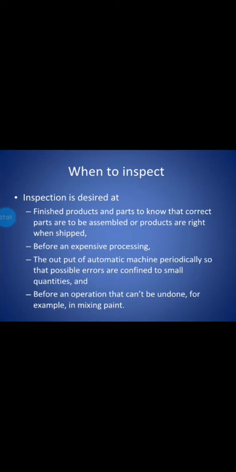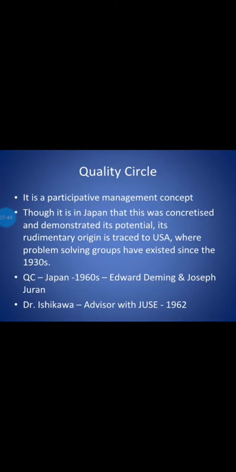Okay, when certain productions are such that you cannot redo them, you cannot split the raw materials again. For example, mixing paints, you cannot take out the red color or yellow color again. No, you cannot do that. That is undone. You usually cannot redo that. So in these situations usually you can inspect. So the first is finished products when you are shipping, before expensive processing, before any operation which cannot be undone, for example mixing paint.